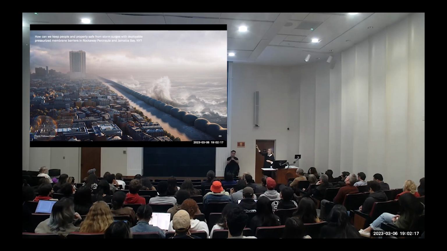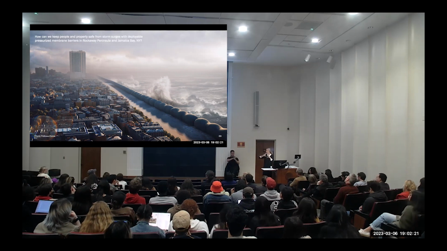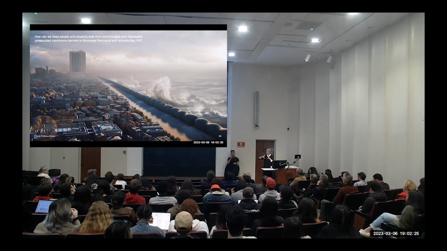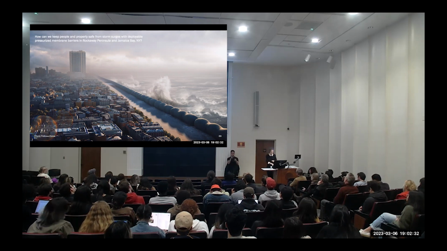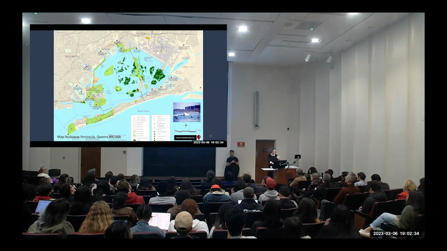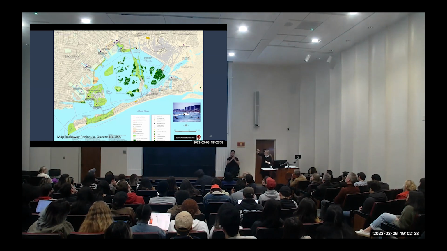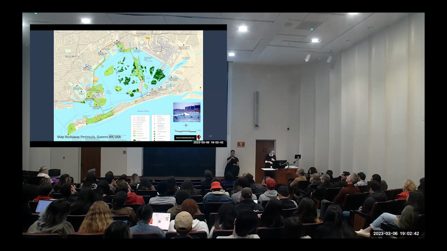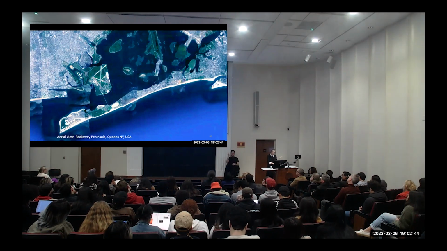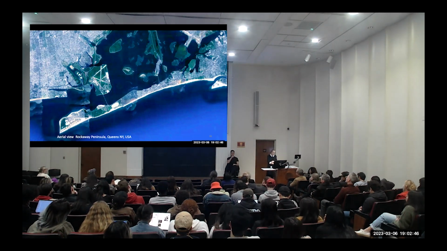Now, this technique of using inflated membranes to control water has been used before in dam technology, but those are much smaller and the loads are much smaller. It's just static water. So we started this again for, I showed that picture before, Rockaway Peninsula in Queens, in New York. And so I started imagining what could be done, because that area suffered a lot of damage during Hurricane Sandy.